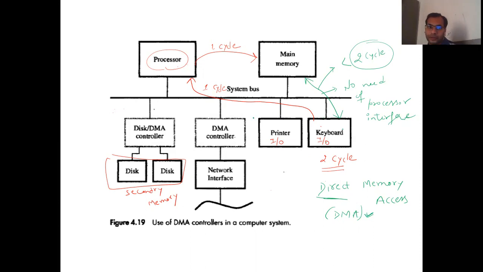If we are going through the processor, as in the case of interrupt-associated as well as programmed I/O, you can call it indirect memory access. But right now we are going to discuss what direct memory access is and how it is going to be implemented.